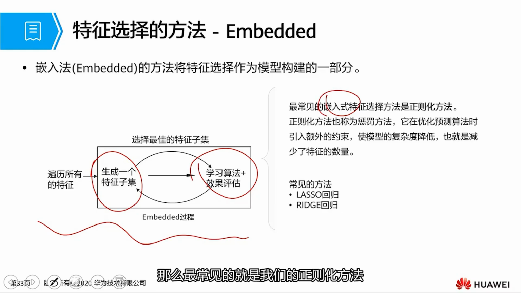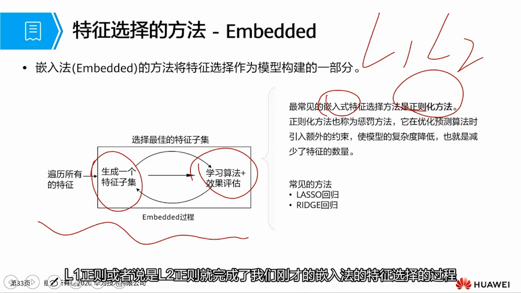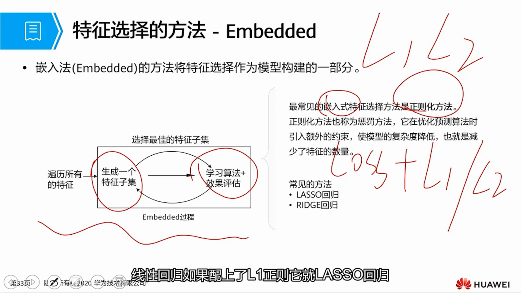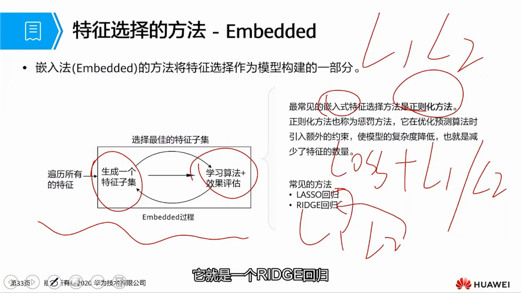You should still remember L1 regularization and L2 regularization. L1 and L2 regularization are behind our lasso loss function. In addition, with L1 regularization, we have just completed the process of feature selection using the embedded method we just discussed. So the most common ones we all know: if linear regression is combined with L1 regularization, it is lasso regression. If linear regression is combined with L2 regularization, it is ridge regression.